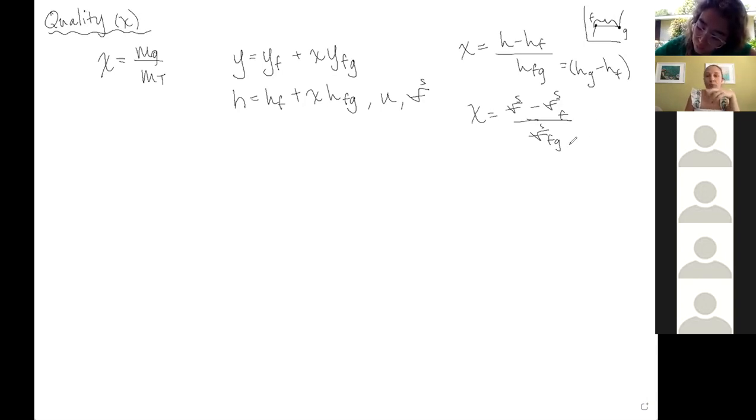All right, so that was one of the things that came up on Friday that I realized I hadn't necessarily explained well enough for my liking, so I wanted to go back over it. Are there any questions about the worksheet on Friday or quality or any of these equations?